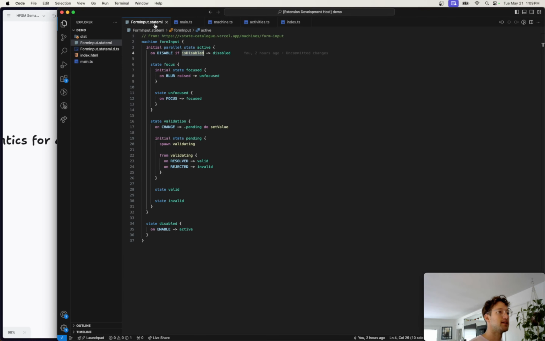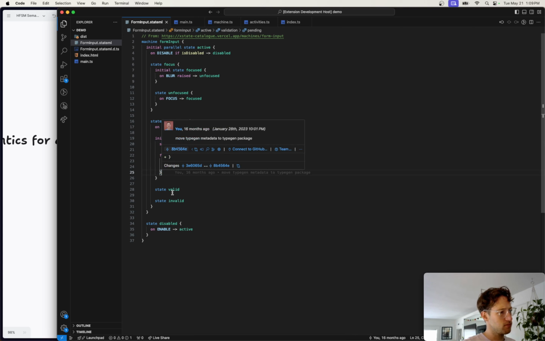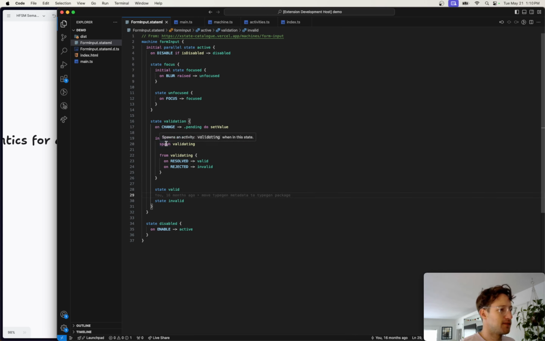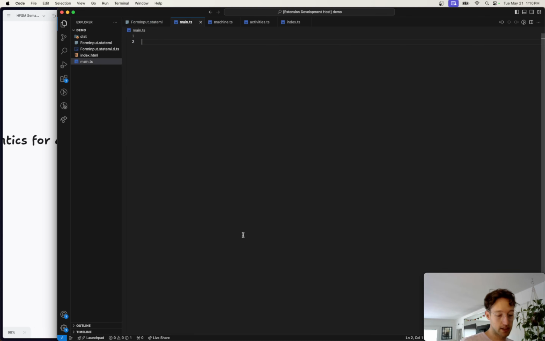Essentially what I have here is a little StateML schematic that is some kind of import form, and there's an active state and a state when the form is disabled. If the form is active, then we could have different focus states and different types of validation, and the validation is asynchronous, right? In which case we're spawning some kind of activity that validates whether the form is valid or not.